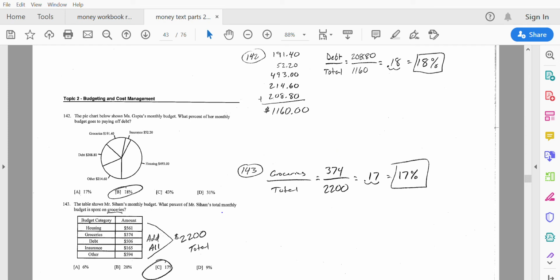The bottom, we add all these numbers. So I just took my calculator, 561 plus 374 plus 506 plus 165 plus 594 equals $2,200. That is the bottom number. That is the total. Take 374 divided by 2,200, and we get 0.17. Move it over, 17%. Letter C.